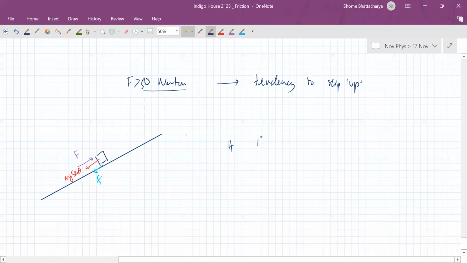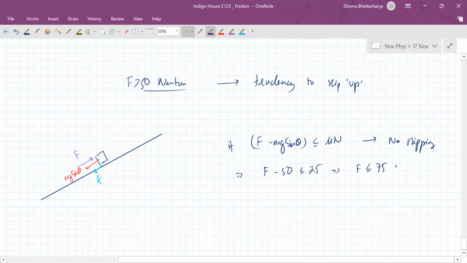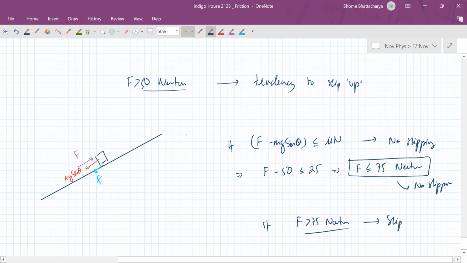So if F minus mg sin theta, that is the net force up the inclined plane, is less than or equal to mu N, then there is no slipping. So F minus 50 is less than or equal to 25, or F is less than or equal to 75 newtons. There is no slipping. But if F becomes greater than 75 newtons, then there is slipping up the incline.